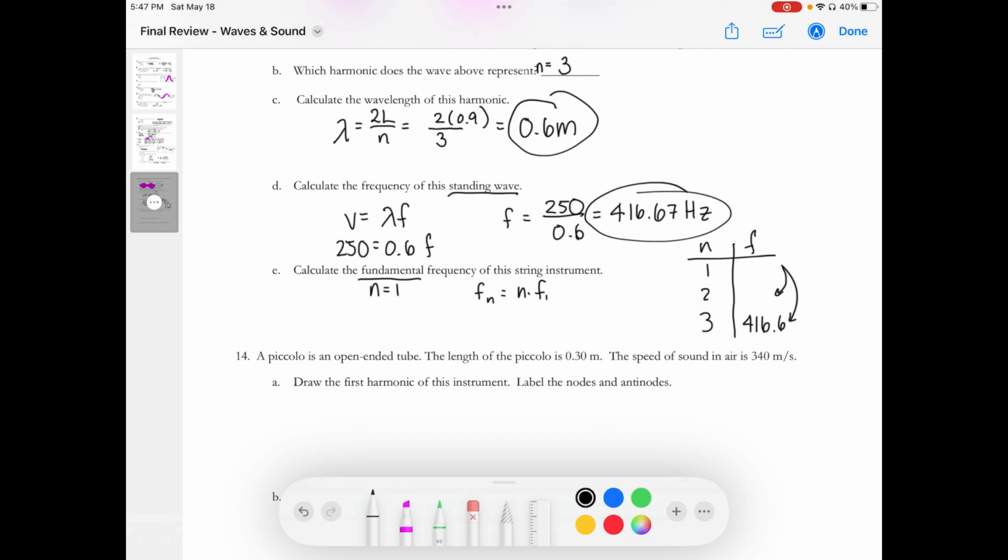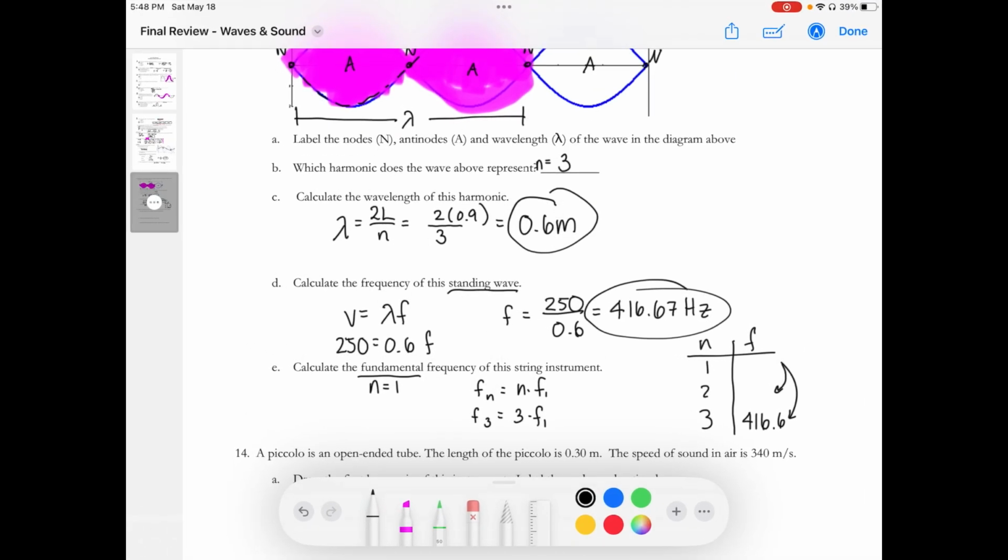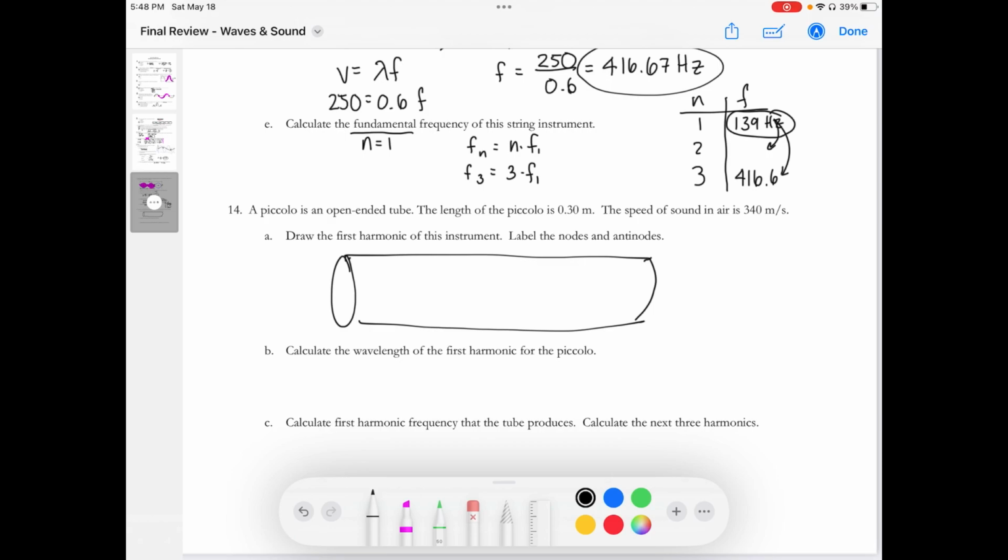That's what this equation on your equation sheet says, is the third harmonic is 3 times larger than your first harmonic. So for that, I get about 139 hertz is the fundamental frequency of this string instrument. If from there I wanted to get the second frequency, I would do 139 times 2 or times 3 or times 4.